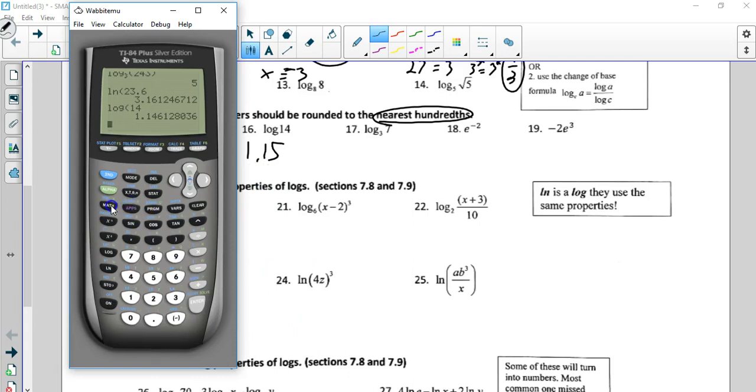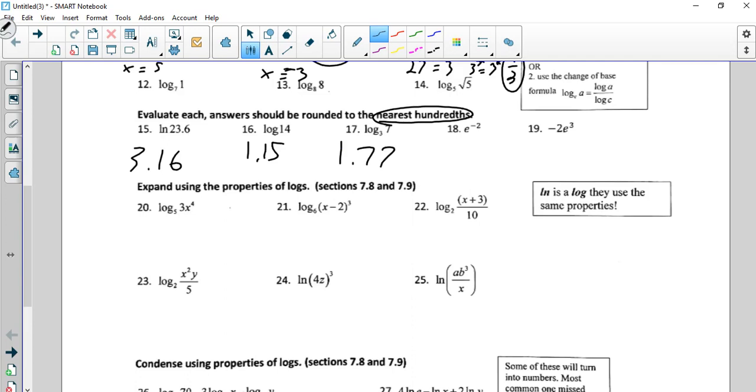So here is where you hit the math key because the base is not 10. Now I'm going to put a 3 here and put a 7 here and hit enter. And there we go, 1.77.